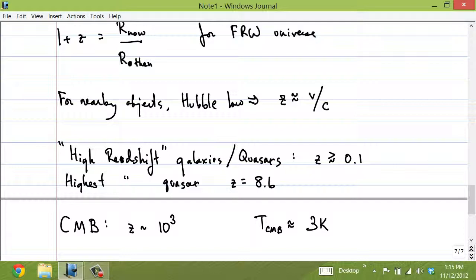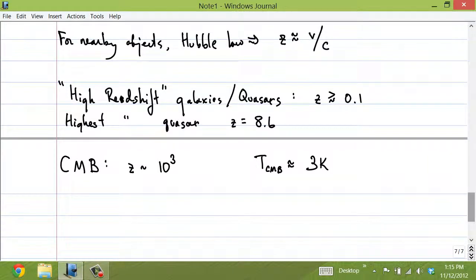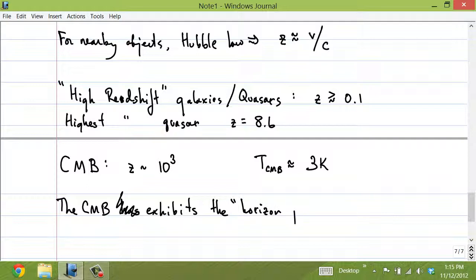In fact, when the cosmic microwave background was observed, it was very quickly realized that this led to a puzzle in our understanding of the evolution of the universe. So in particular, the cosmic microwave background exhibits what is known as the horizon problem. So what is the horizon problem?